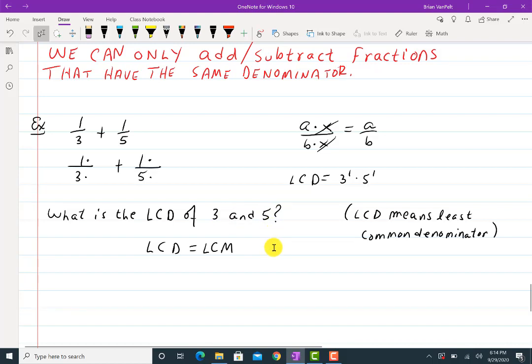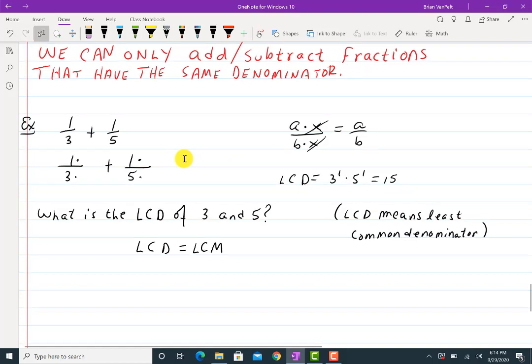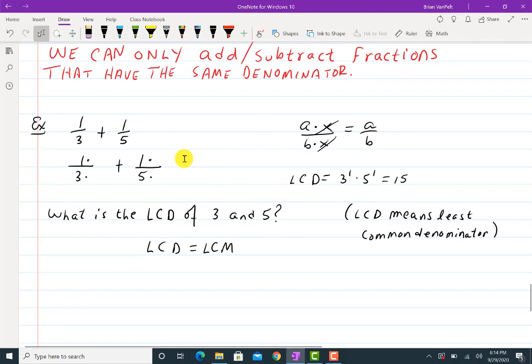So in order for both of these numbers to go into this LCD, I need to take them each to the highest power that they appear in, and that's only 1. So I need to construct an LCD of 15. So here's how we do it. We know, the whole point of LCD is we know that 3 and 5 both go into 15. How many times does 3 go into 15? It goes in 5 times.